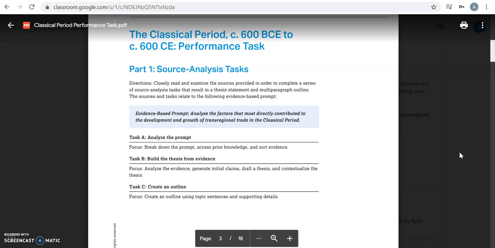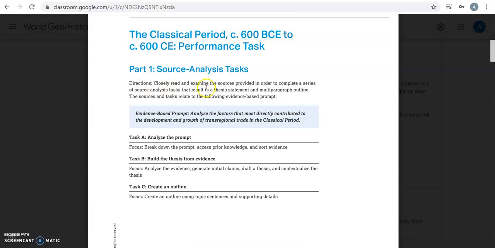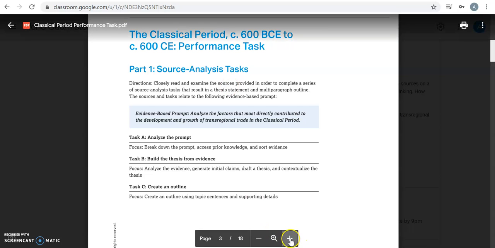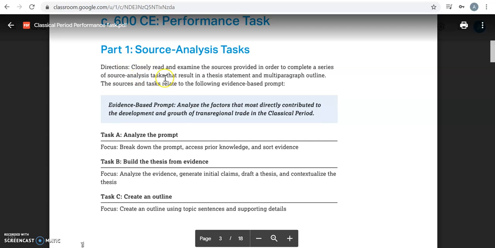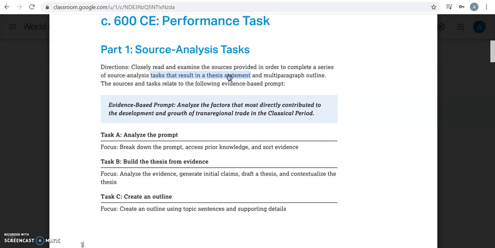You're going to have 7 world history sources coming from the classical period, the period between 600 BCE and 600 CE, Common Era. And so let's look at the directions right here. We have: closely read and examine the sources provided in order to complete a series of source analysis tasks that result in a thesis statement and multi-paragraph outline.